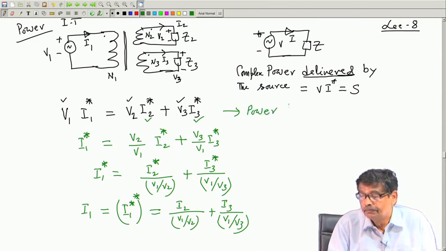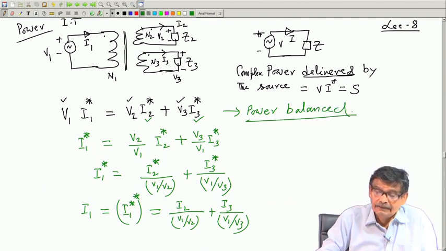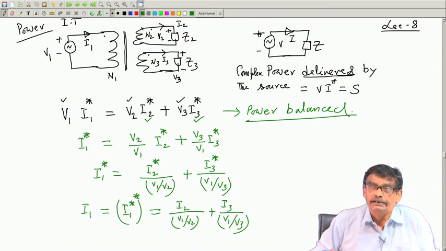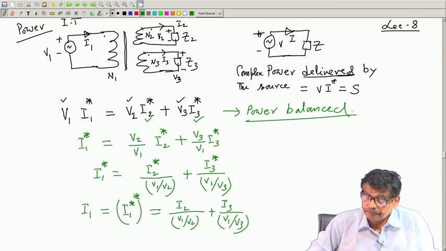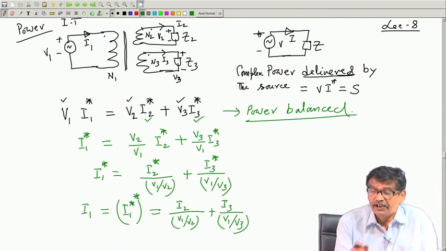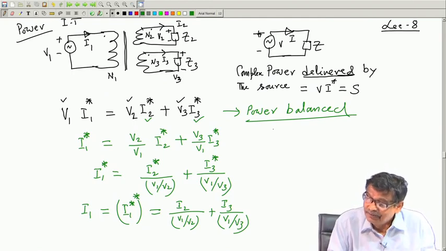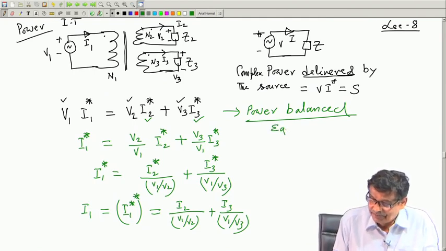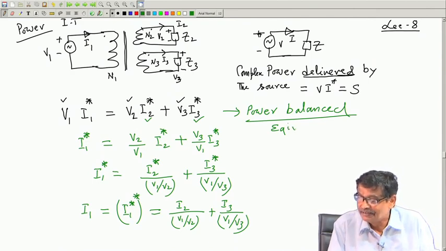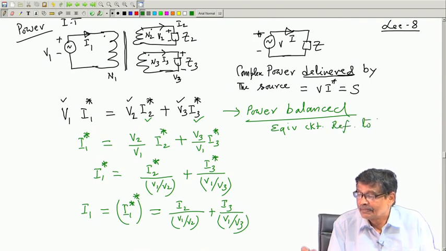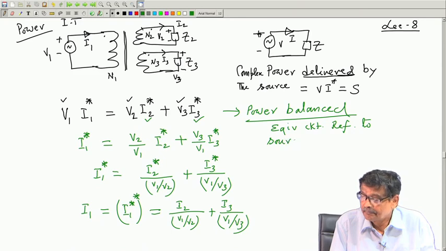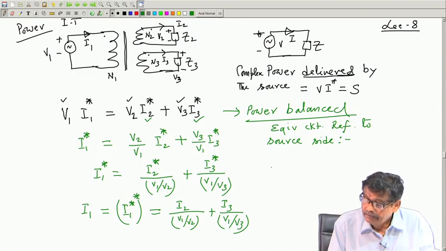Mind you, power balance means both reactive and real power should be balanced, like that. So, here is a nicer way of handling the situation. You have understood this. Only thing is, if I want to draw the equivalent circuit referred to the primary side, what it will be? This equation will help me out, equivalent circuit referred to source side. What it will be? Source side.